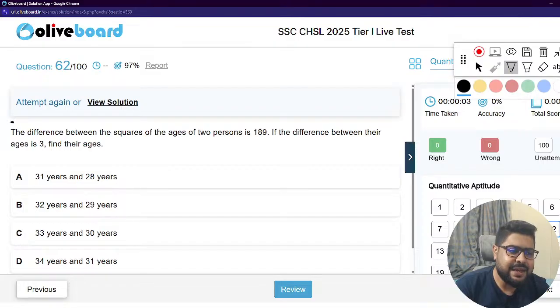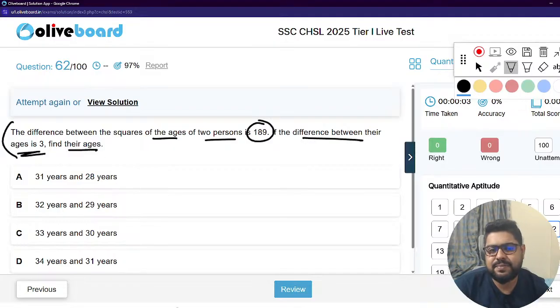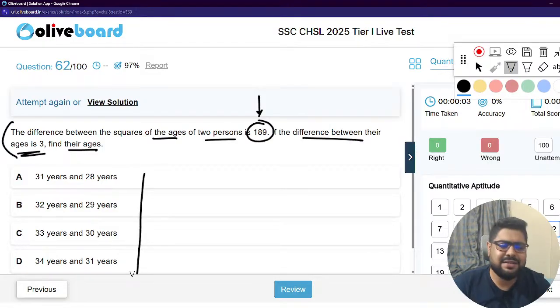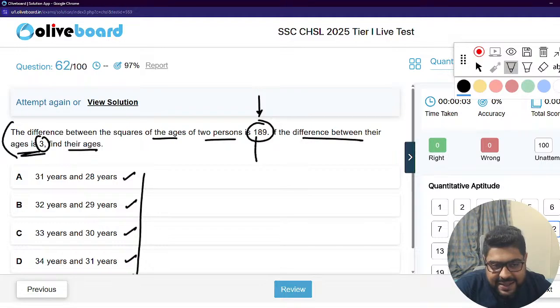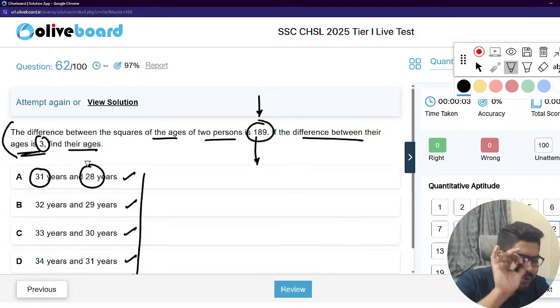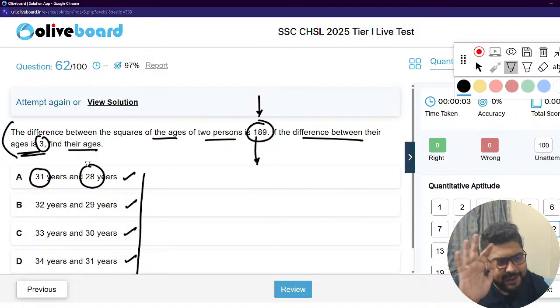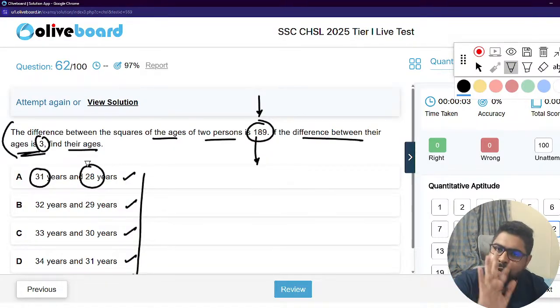Next one. The difference between the squares of the ages of two persons is this. Difference between their ages is 3. Find their ages. Sir, first things first, always take trial. Do not try to solve it directly because a quadratic will come, sir. Sir, gap of 3, that means this one can be the answer, this, this, this can be the answer. Nothing I can cancel. But again, see this. 31, I'm assuming you guys know all the squares, right? Even if you don't, at least you know unit digits.